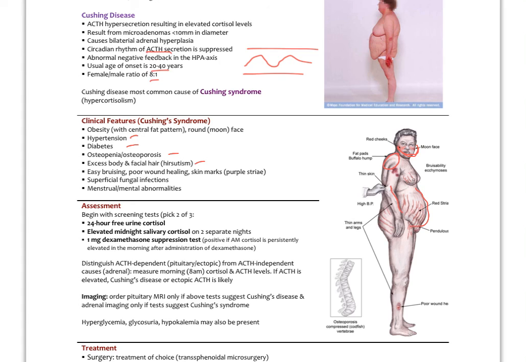And then easy bruising, poor wound healing, and purple striae. That's a really specific one. So if you see a patient with these real red, purple-looking stretch marks on the abdomen or the thighs, think Cushing's. And that could be Cushing's syndrome in general, but it could be Cushing's disease. Superficial fungal infections, and then menstrual and mental abnormalities. A lot of psychiatric conditions, like psychosis even, can be triggered by high cortisol.